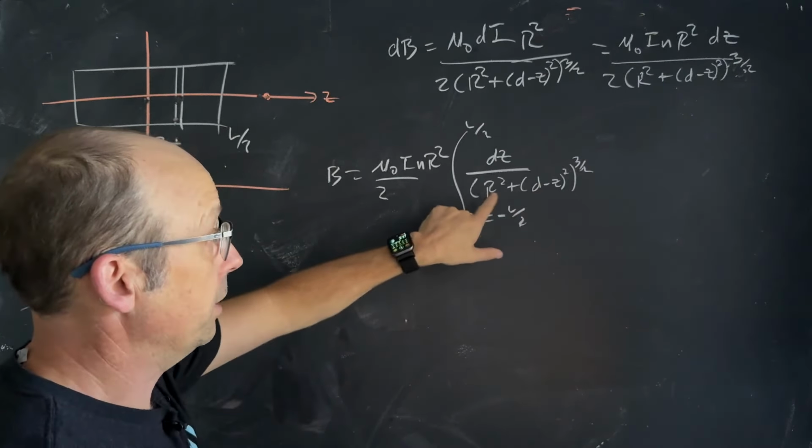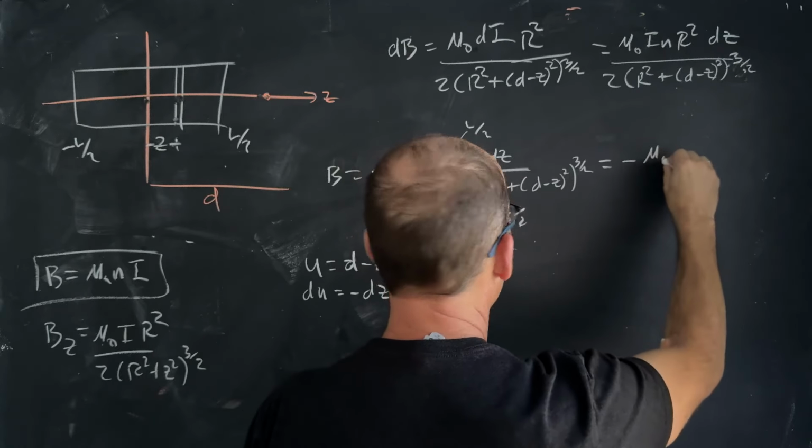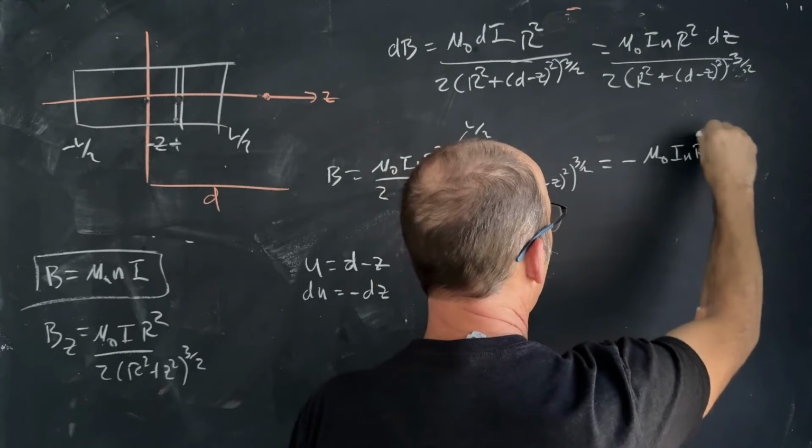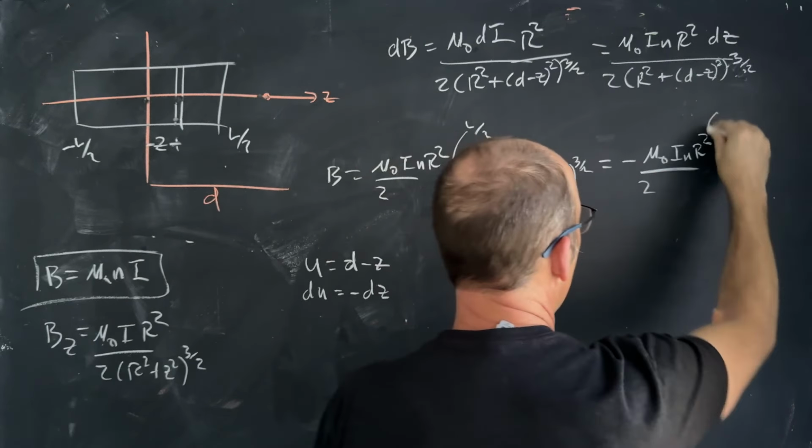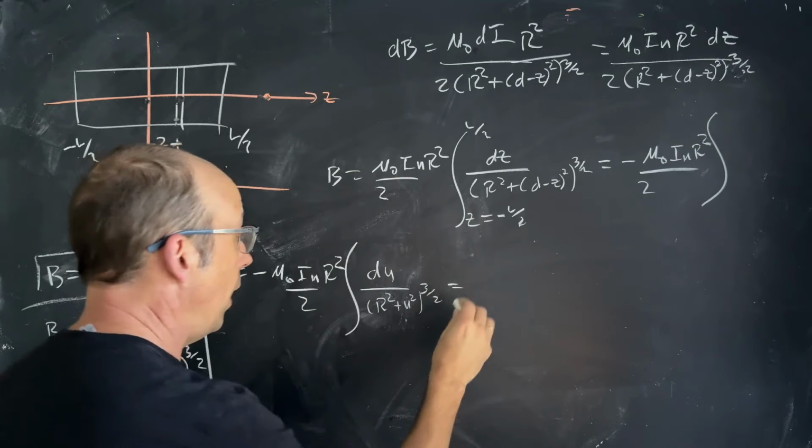So this is going to be equal to negative mu naught I n r squared over 2 integral. I'm just going to leave it generic integral, and I'm running out of room right there. Okay, I'll put it over here then. So B is negative mu naught I n r squared over 2 times the integral of du over r squared plus u squared to the 3/2. Now I can integrate that.